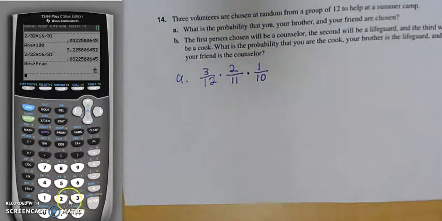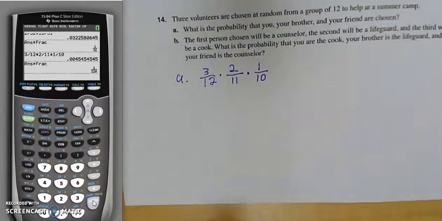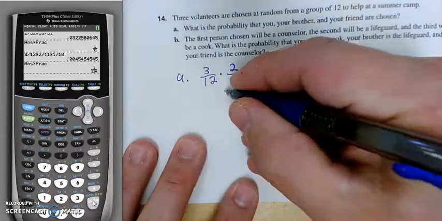Now I'm ready to type these in. 3 out of 12 multiplied with 2 out of 11 multiplied with 1 out of 10. And when I hit enter, I'm going to get a very small value. I will convert that to a fraction really quick. So 1 out of 220.